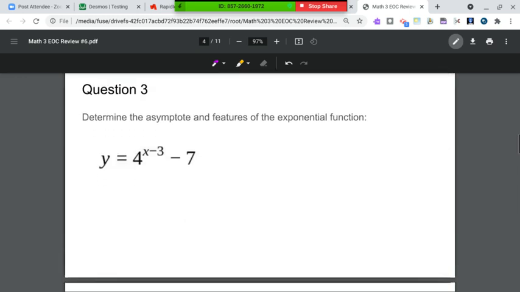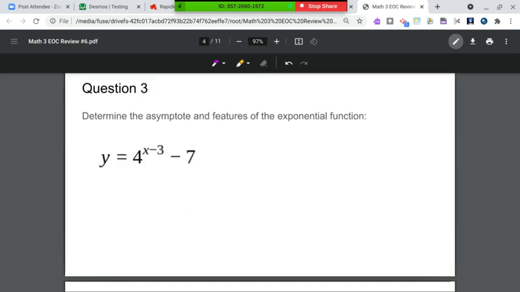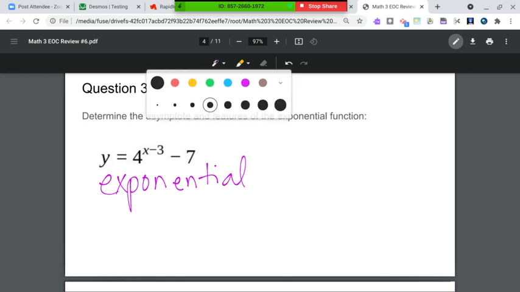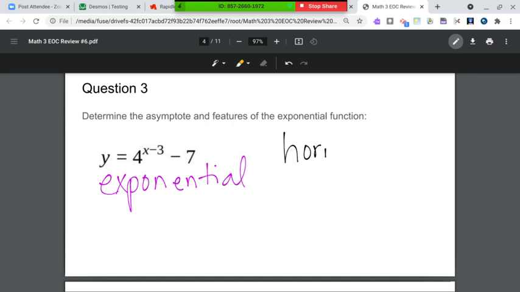All right, number 3. Number 3 is a quick one. Number 3 is an exponential function. How do we know it's an exponential? Exponential function because it has x in the exponent. Exponential functions have horizontal asymptotes.